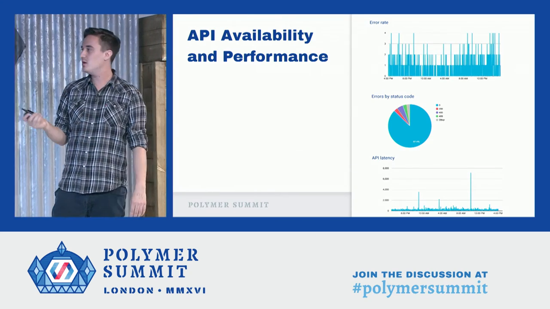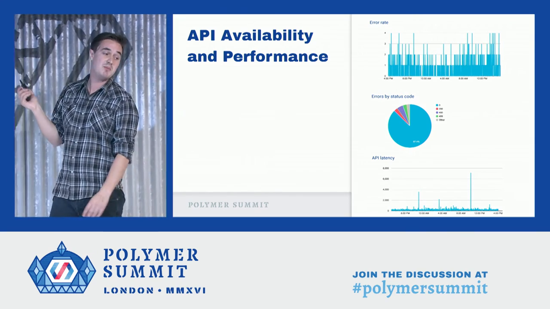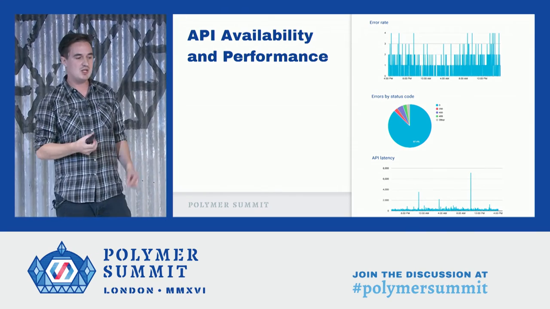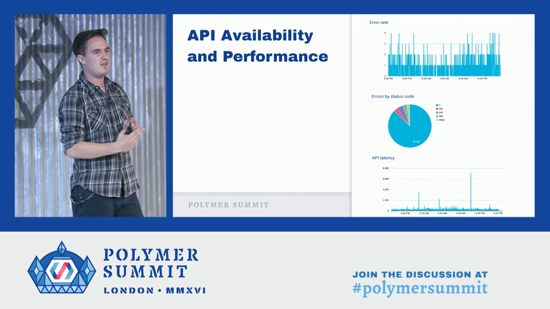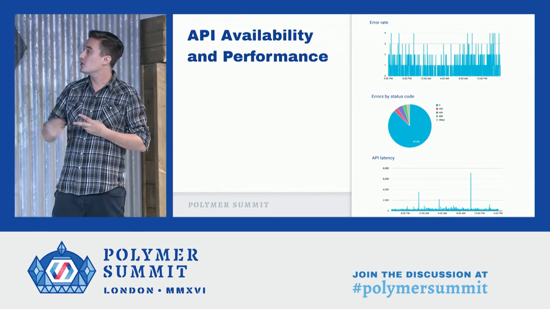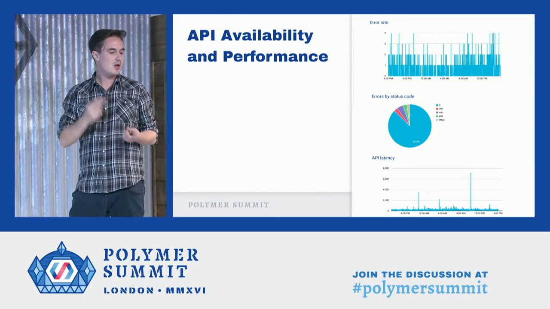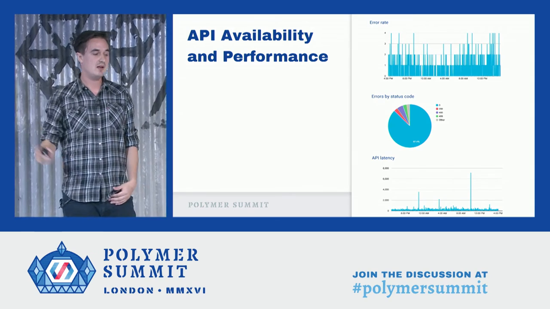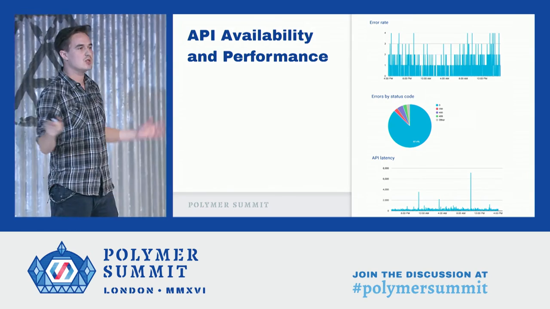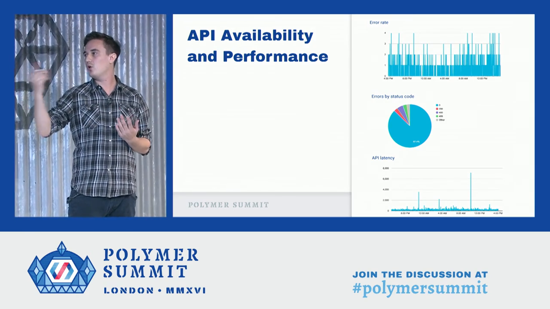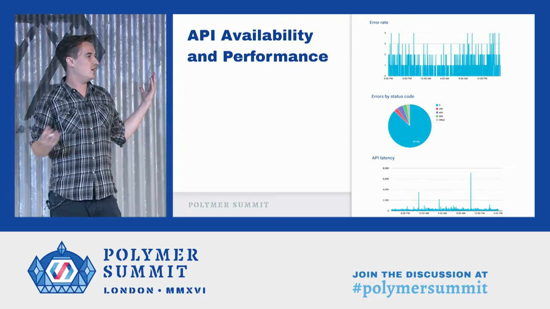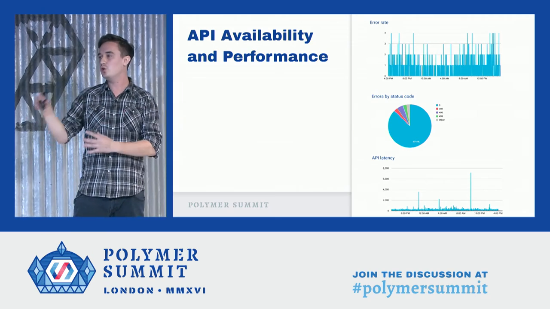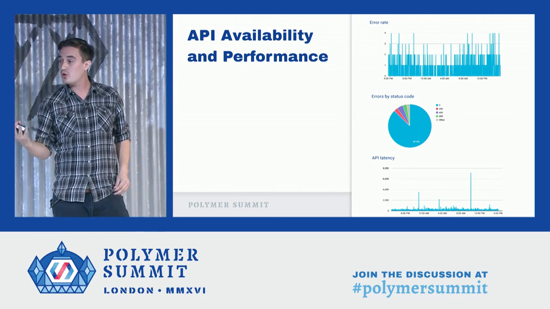Also, we do some API availability and performance checks. So, did the API fail when we tried to get products? You can see there are some error rates there. If it did fail, what's the status code? What was the reason that the API failed? And then we have some API latency: how long did it take to make that API call and come back? These are great as developers. We can debug, and we can delve deeper into what's going on with our application.